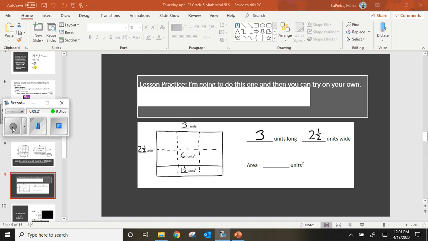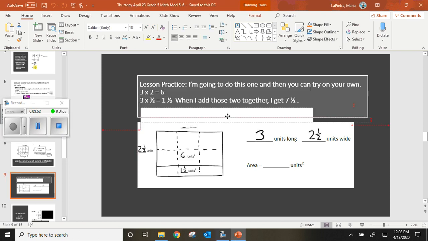Okay, for our lesson practice, I'm going to do this one, and then you could try this one on your own. Then you could try more on your own. So this one, here's your picture. I have 3 as a length, and I have 2.5 here. Okay, so you see the 6 boxes to represent 2 times 3. Okay, and then you have a half times these 3, that's 1.5. And you add them together, and you get 7.5. That goes over what we just did.